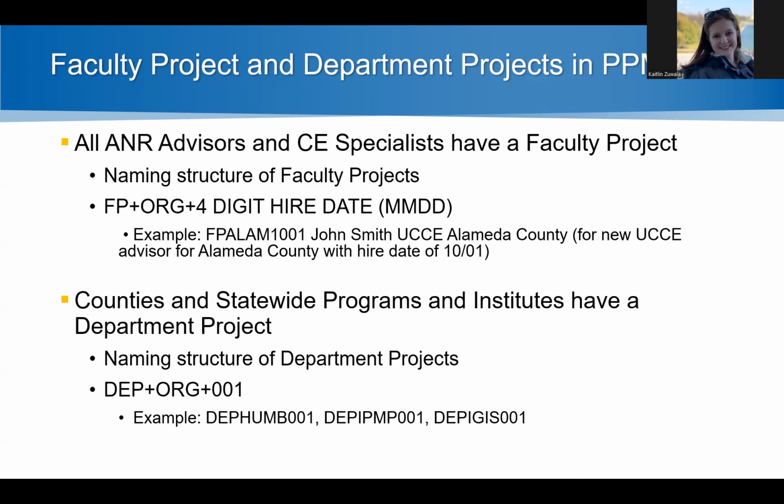Counties and statewide programs and institutes have a department project. The naming structure of this is DEP rather than FP. That stands for department project. DEP, your organization, and 001. For example, it'd be DEP HUMB 001 for Humboldt County, DEP IPMP 001, DEP IGIS 001. So it's just helpful to know the 4 digits that refer to your organization to figure out what chart strings.